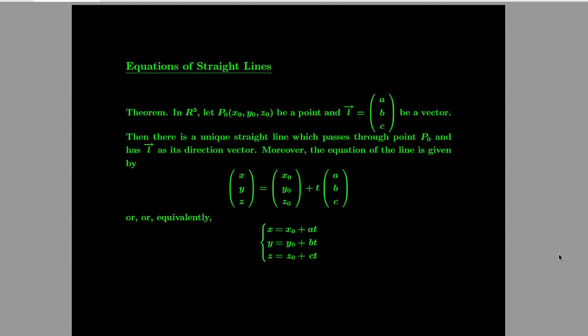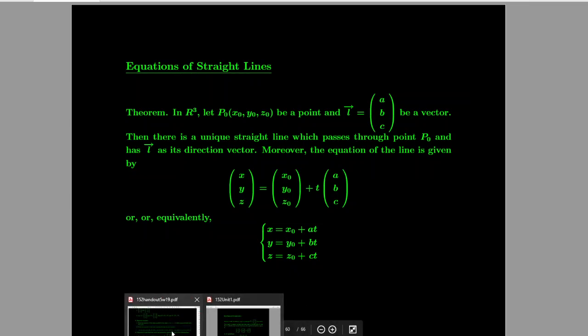Equation of a line. In space, we can also talk about a line, right? Two points can determine a line. Actually, in the theorem on the screen, the two pieces of information we need are a point, and a vector parallel to the line. We call it a direction vector.